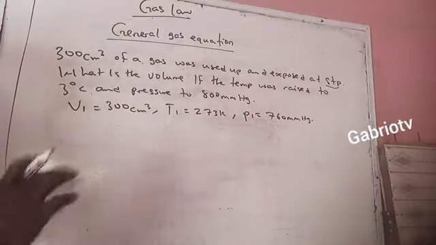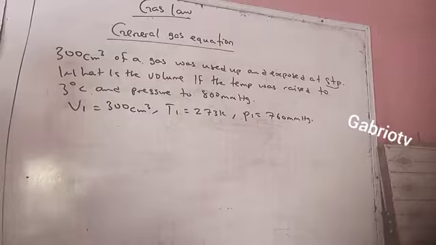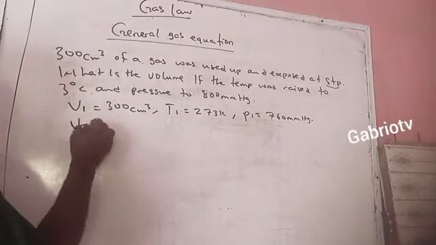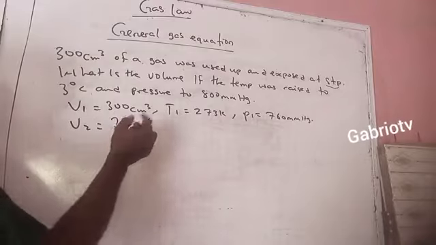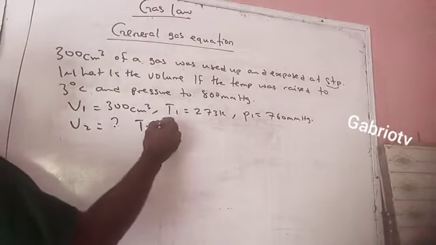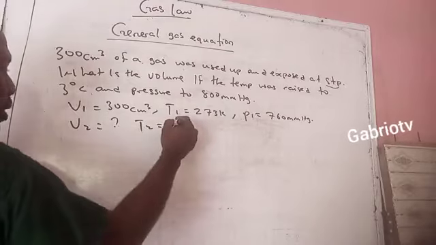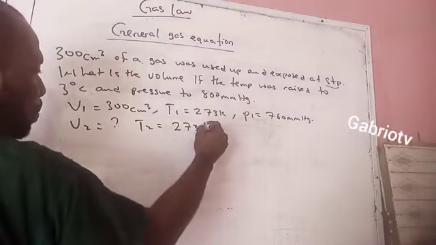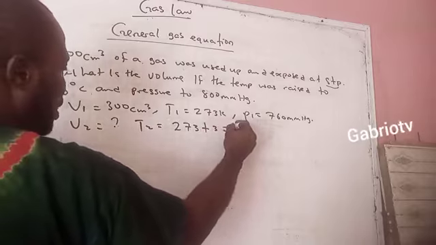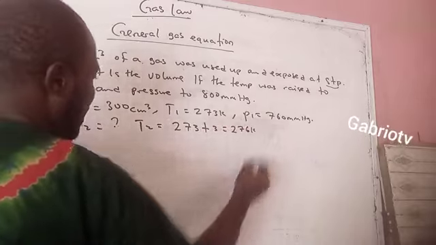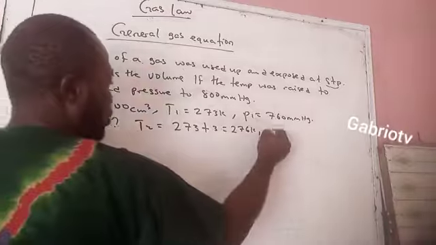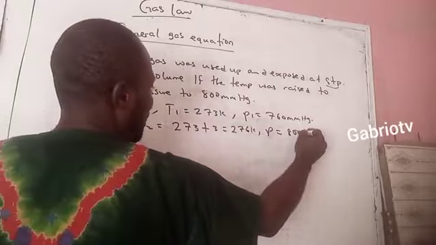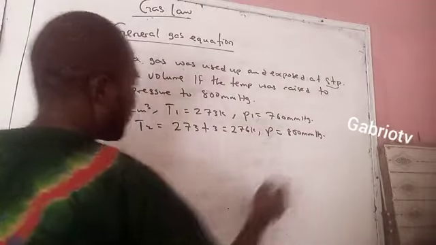You can see that out of the 6, we have 3 straight. Then the next one is V2. What is V2? V2 is what we are looking for. Then what about the temperature? The temperature was raised, so T2 equals 273 plus 3, that's 276 K. Then what about the pressure? P2 equals 800 mmHg.